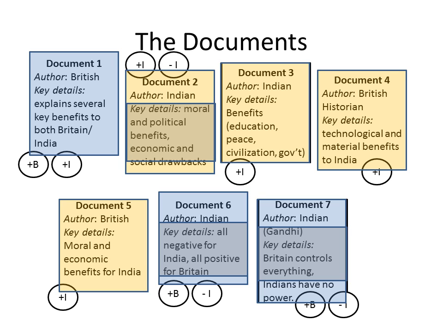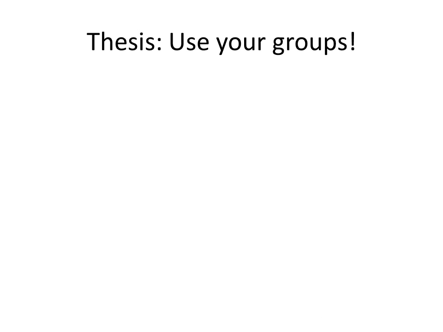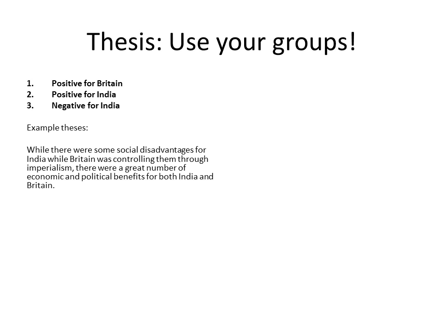So let's just say that one of our groups, and we're going to create our thesis using these groups. Our groups are positive for Britain, positive for India, and negative for India. Those are our 3 groups. We would create an example thesis which might answer the question like this. While there were some social disadvantages for India while Britain was controlling them through imperialism, there were a great number of economic and political benefits for both India and Britain.